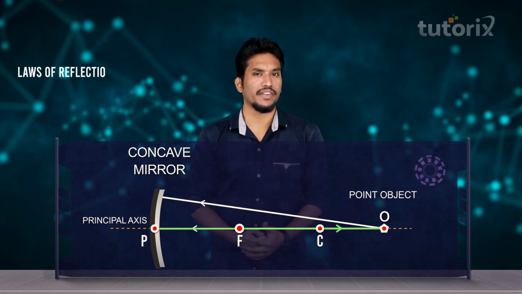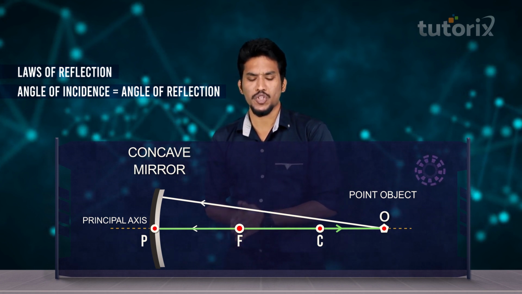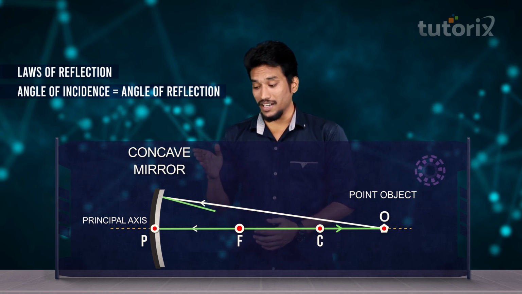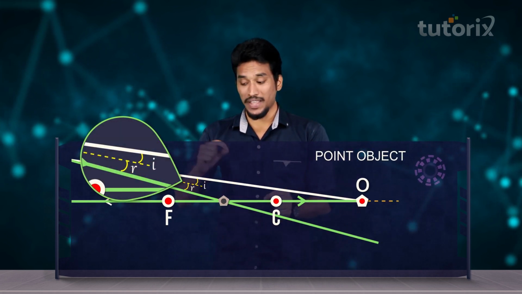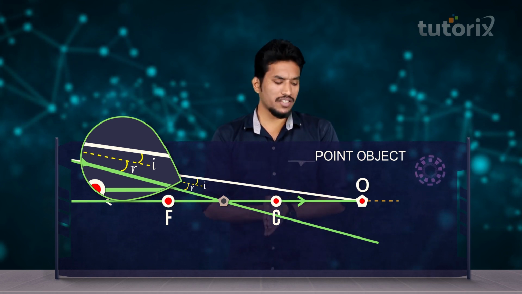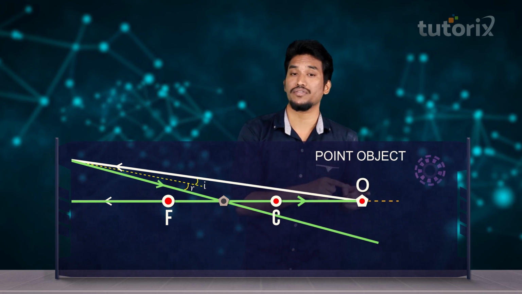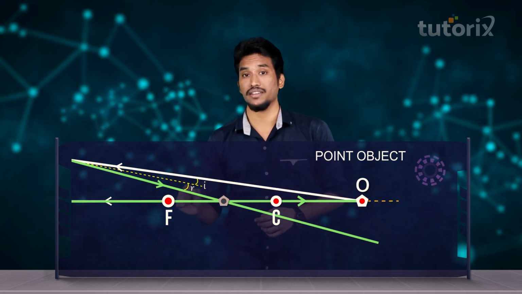Now using laws of reflection, we can say that the angle of incidence is equal to the angle of reflection. So let's say it is incident at some point, then it reflects back and cuts the principal axis at a particular point which is between the center of curvature and the focus. Now as you can see, as you have placed the object on the principal axis but behind the center of curvature, the image is formed between the center of curvature and the focus.